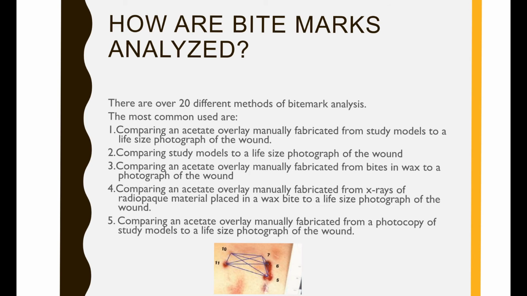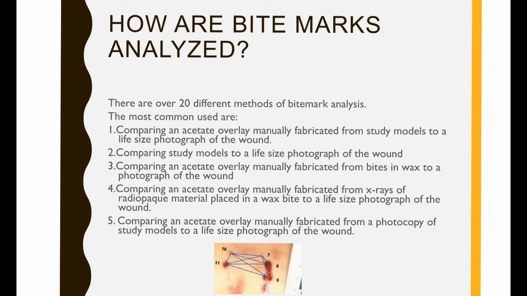We can also compare study models to a life-size photograph of the wound. So we can take the person's actual casting and put it back on top of the picture and see if those points match up. We can compare an acetate overlay to bites that are done in wax or a photograph of the wound. So with this one, we would create the acetate by taking these bite marks in wax, and then we would compare it to the actual picture.